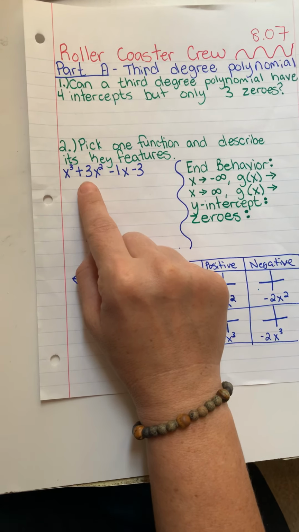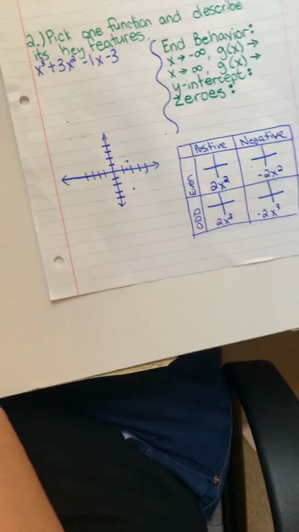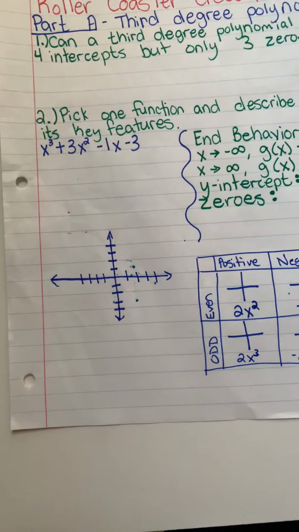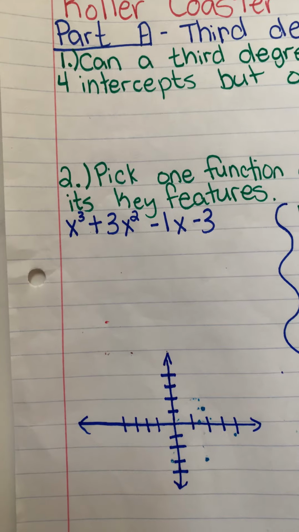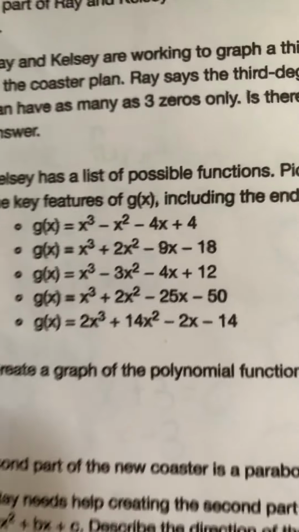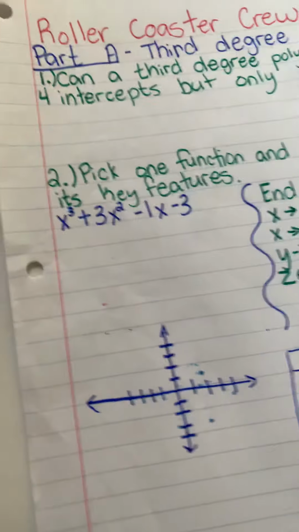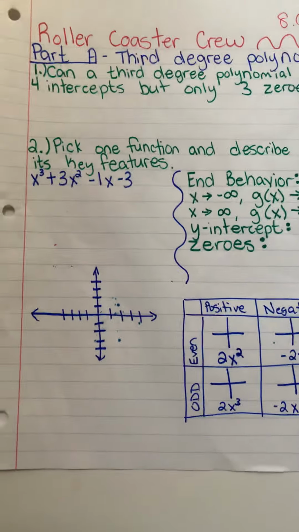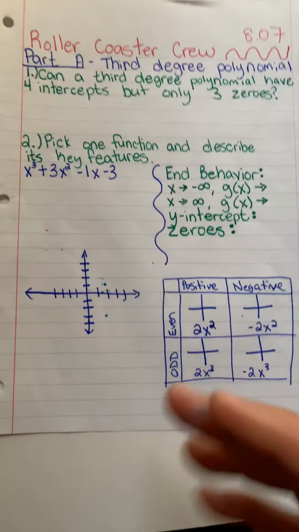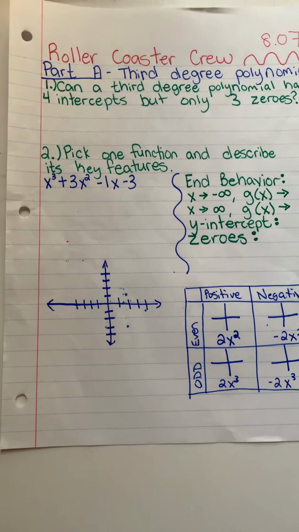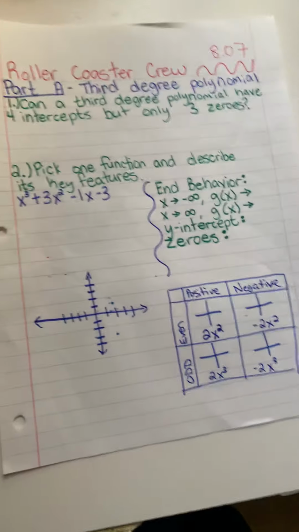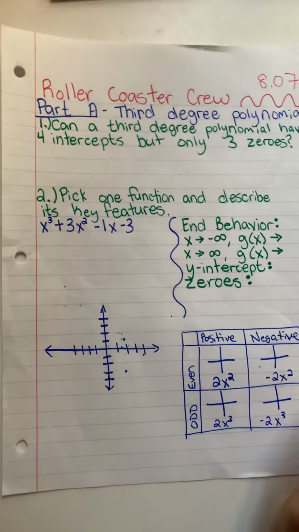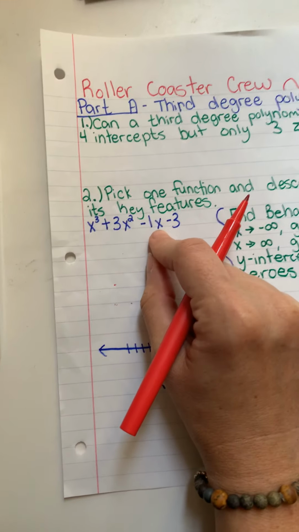You'll notice this equation, x cubed plus 3x squared minus 1x minus 3, is not one of the equations they gave here. I'm just doing this so you can see the steps, but you'll have to do these steps with whatever equation you choose. So I went through and found one that looks really nice on a graph when you're done, and it's really easy to work with.